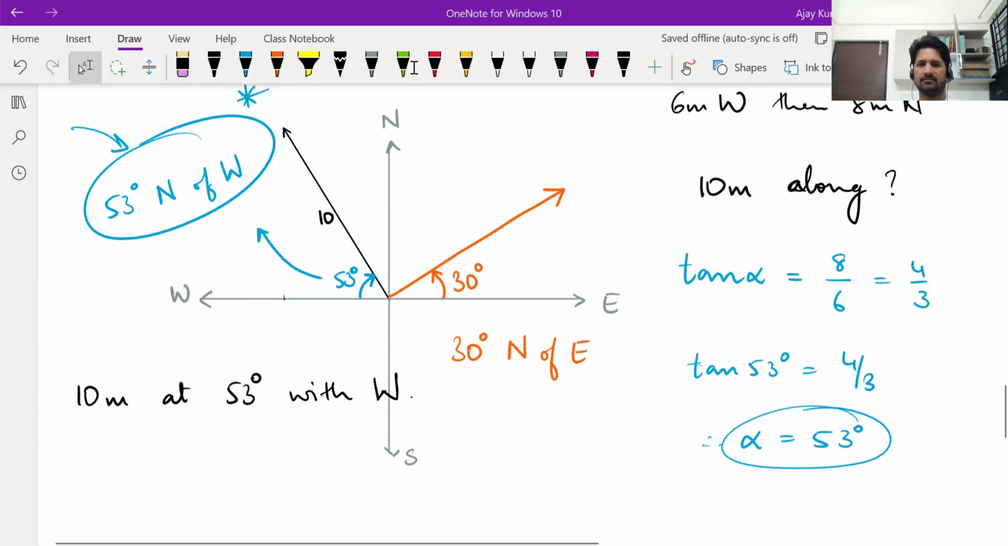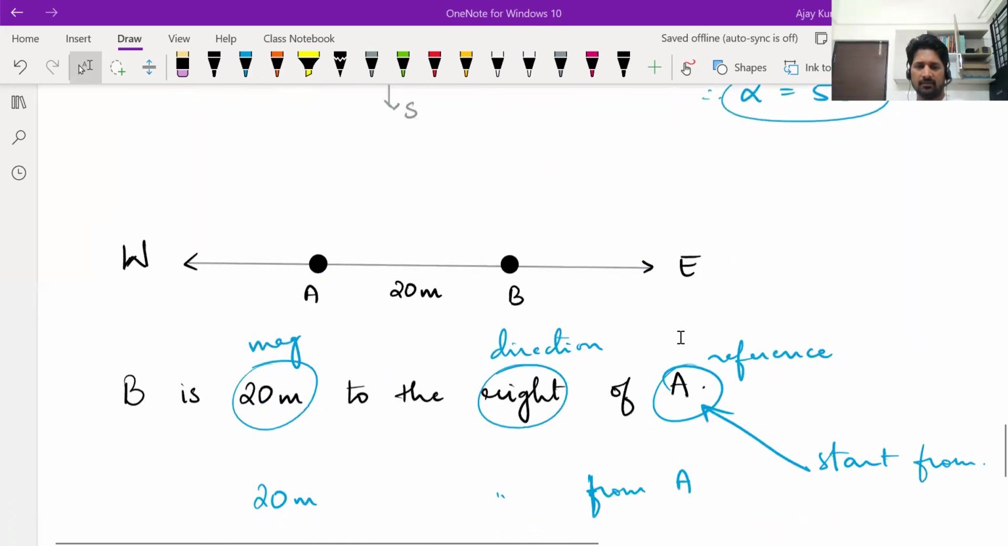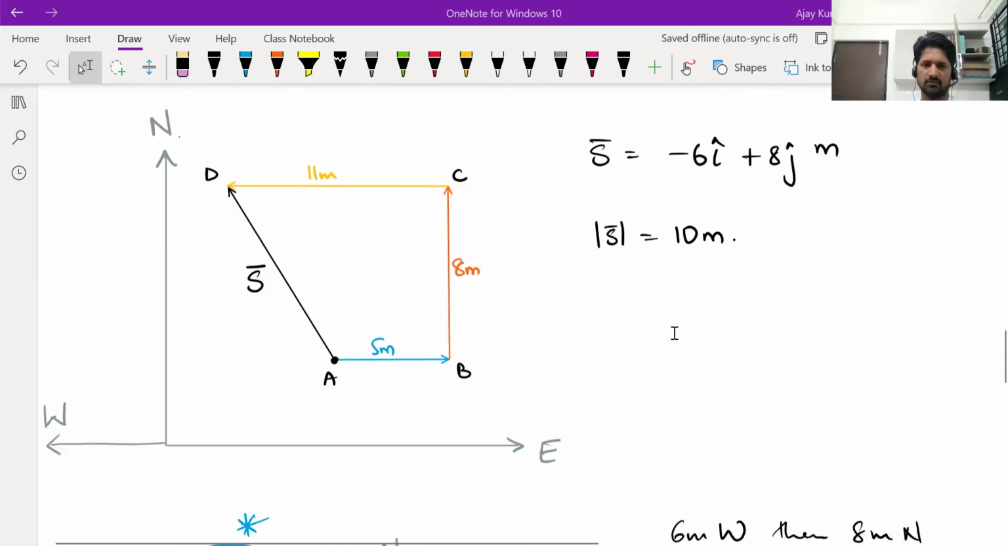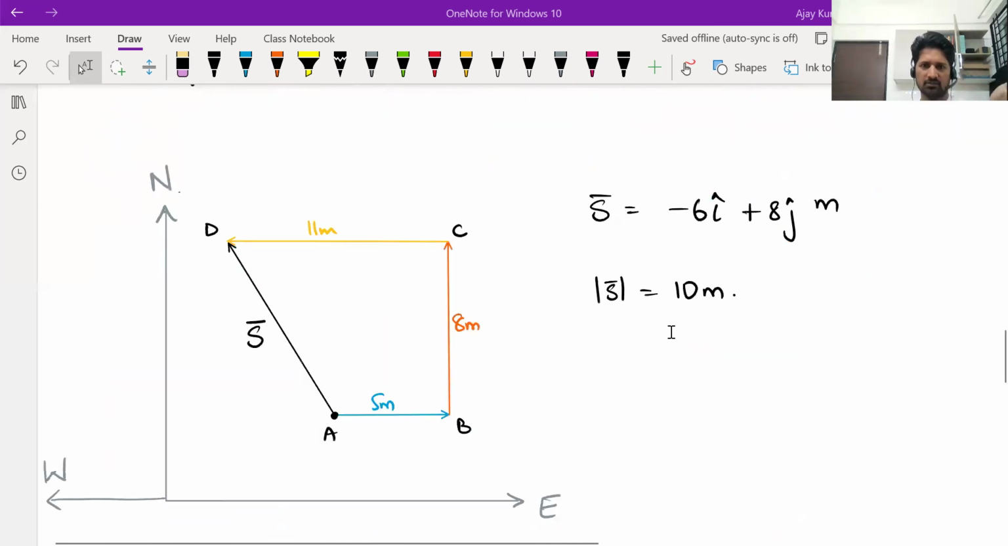Nishita, is this clear? Okay, fine. So this is how you describe directions in terms of angle made with one of the standard reference directions, like north, east, west, south. And what we just saw is how to find out the resultant of more than two vectors. Whether they are displacements or forces, whatever it is, if you want to find out the resultant, express each one of them mathematically first, then get the overall resultant mathematically, then take its magnitude.